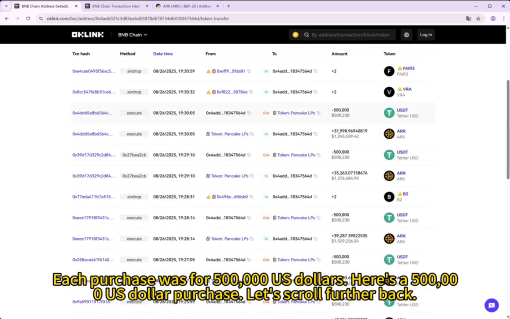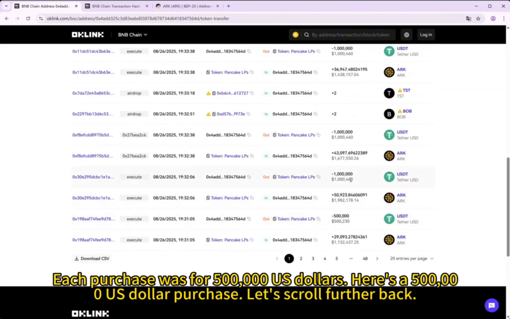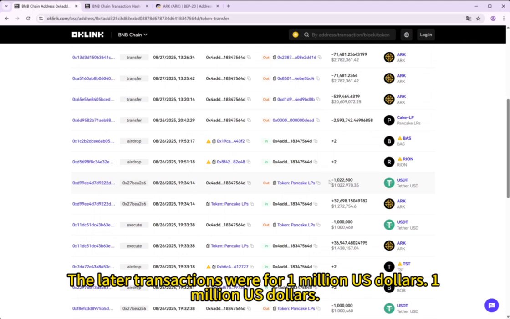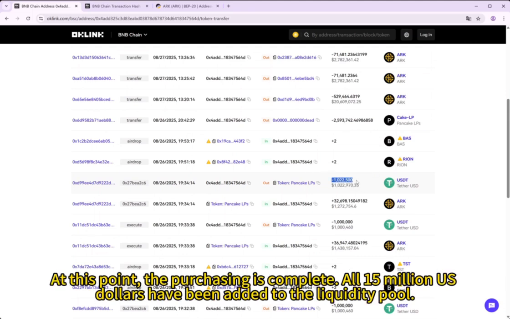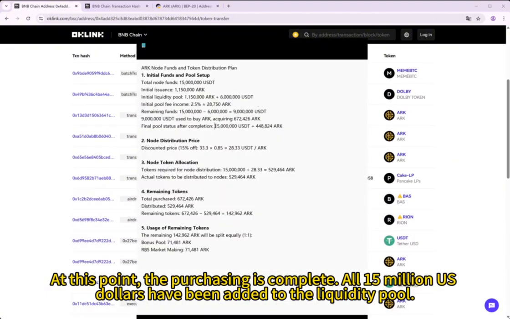Each purchase was for $500,000. Here's a $500,000 purchase. Let's scroll further back. The later transactions were for $1 million, $1 million. At this point, the purchasing is complete. All $15 million have been added to the liquidity pool.